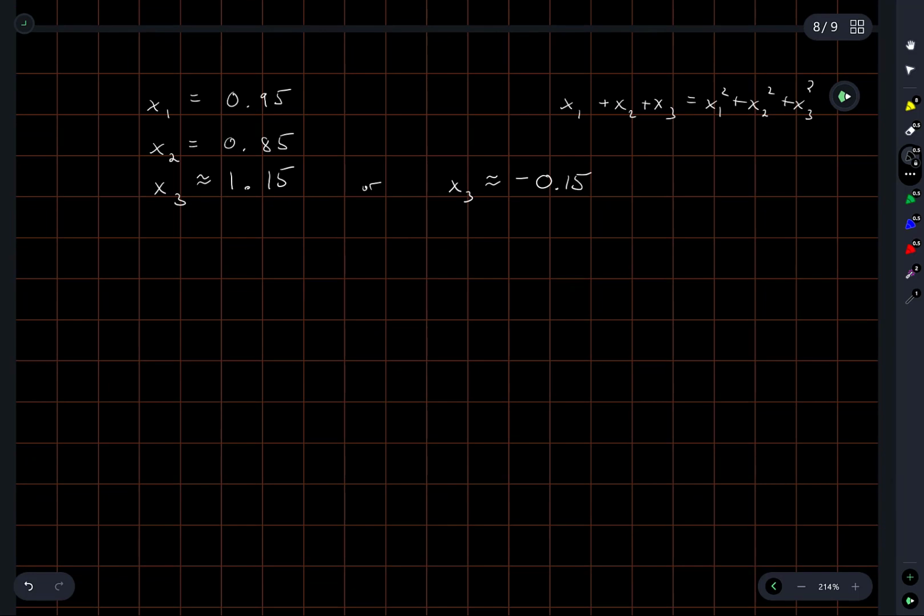So what I'm going to do now is, for this set of three numbers, I'm just going to compute the sum of the cubes and the sum of the fourth powers.